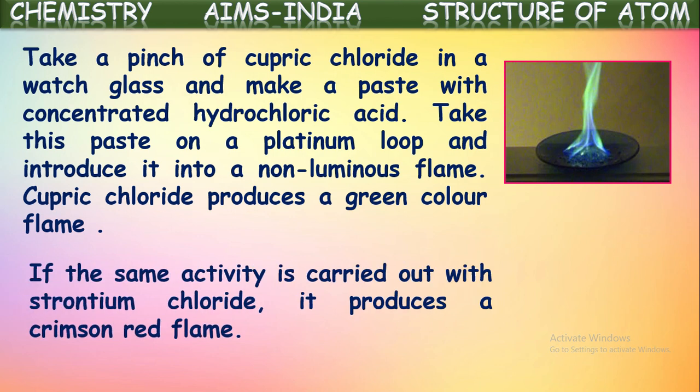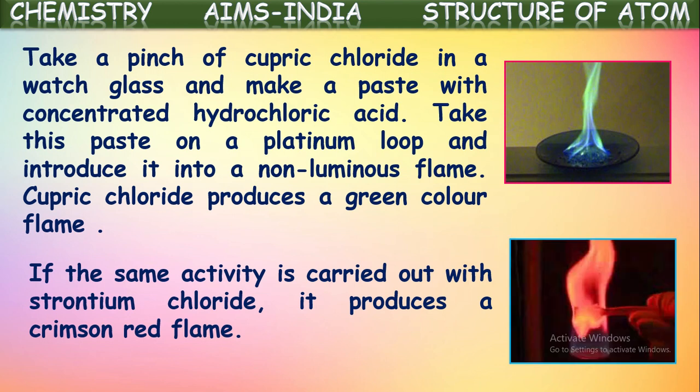Instead of this, if you take the same quantity of some other substance like strontium chloride, it produces a different color. Strontium chloride produces a crimson red flame. If we take calcium chloride, it burns with a brick red color. If we take a barium compound, it burns with an apple green flame. In this way, each substance will burn with a differently colored flame.